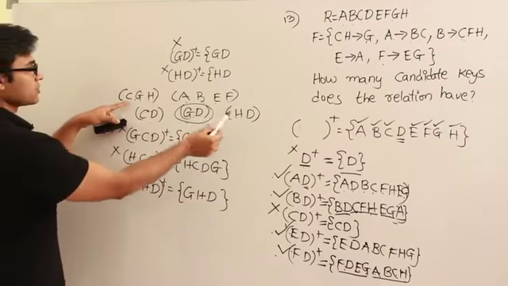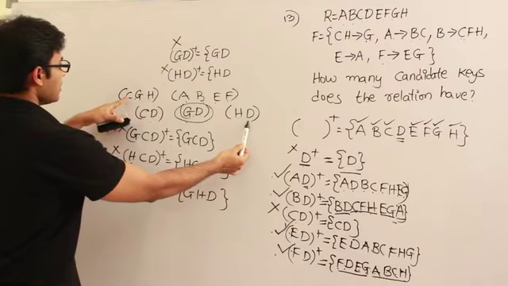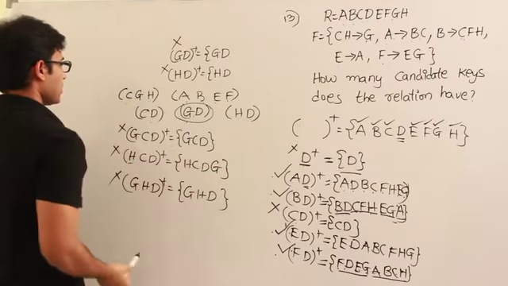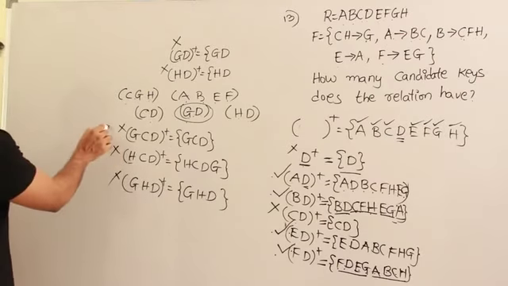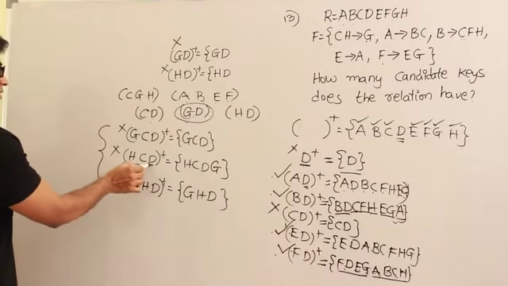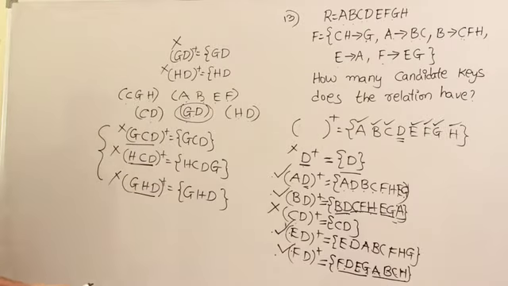Now I'll try to add these to this. CHD is also already over, and then GHD is also over. Yes, that's it. So it turned out that the possible candidates for the candidate key are only these 3, because no other combination will give me a candidate key, right?